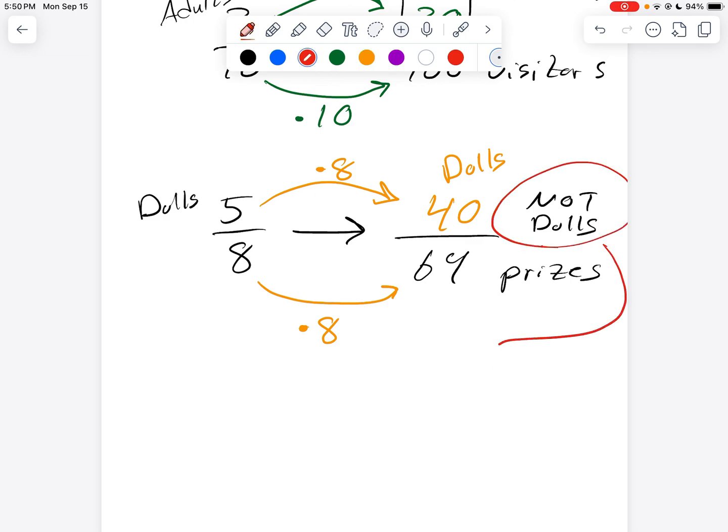If we don't want the dolls, we're going to have to do 64 minus 40, okay? Because we know 40 of them are dolls, but there's a total of 64 prizes. So to figure out how many are not dolls, 64 minus 40 gives me 24 are not dolls.